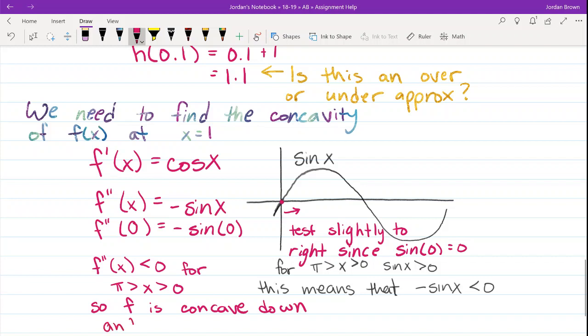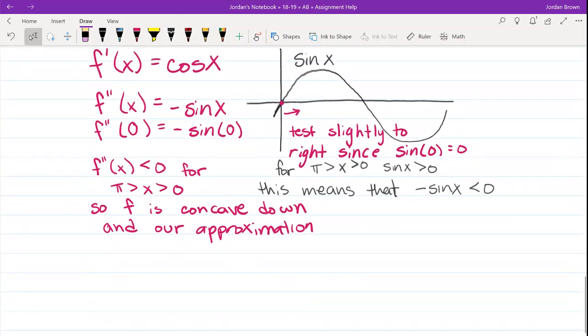And our approximation was an overestimate.